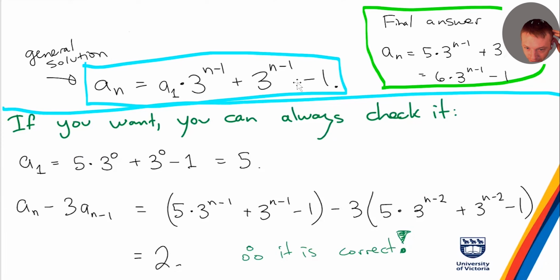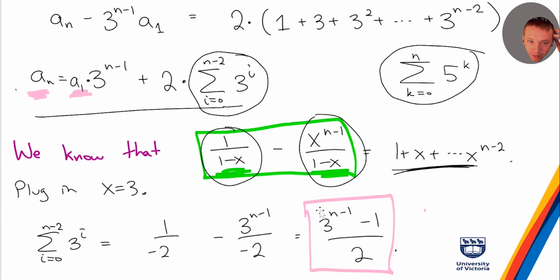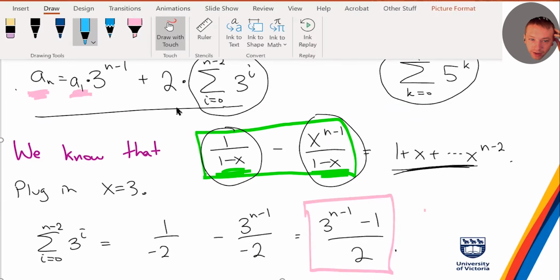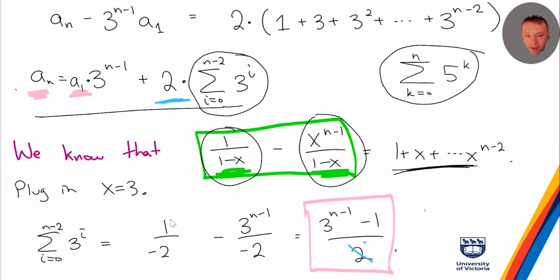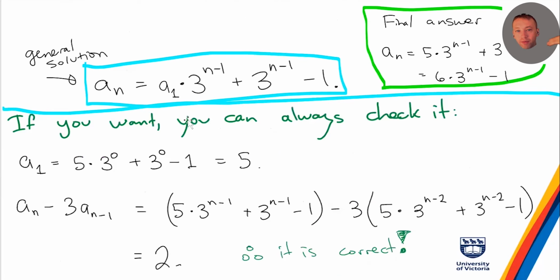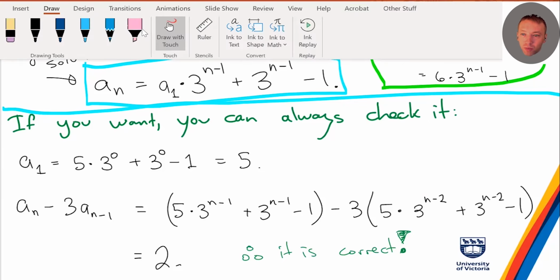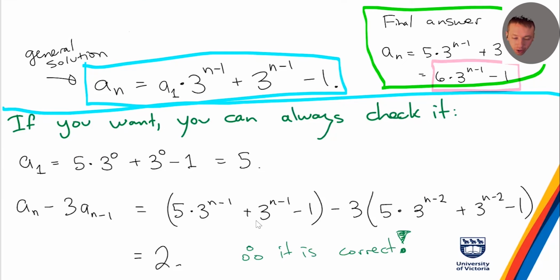So here I've got this. This works out the summation, but I have to multiply it by 2, because in my formula it's 2 times the sum. So that cancels the 2's, right? And so I get A1 times 3 to the n minus 1 plus 3 to the n minus 1 minus 1, which, if you do a little bit more algebra, is 6 times 3 to the n minus 1 minus 1. And like I said, you can always check these things.